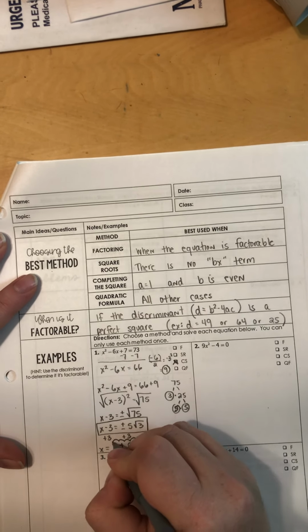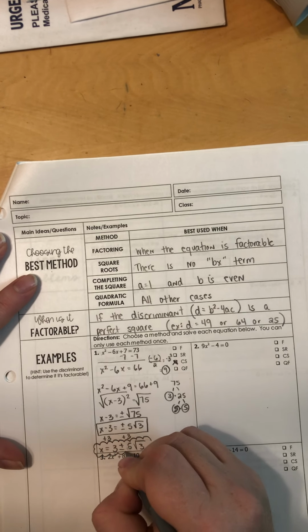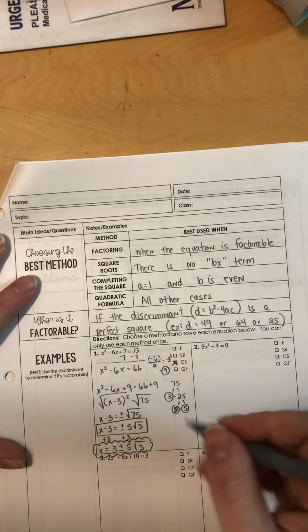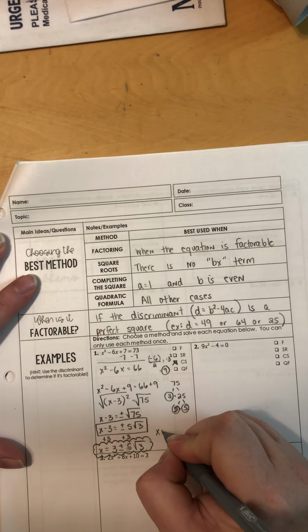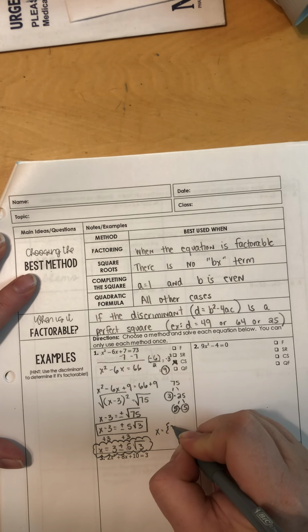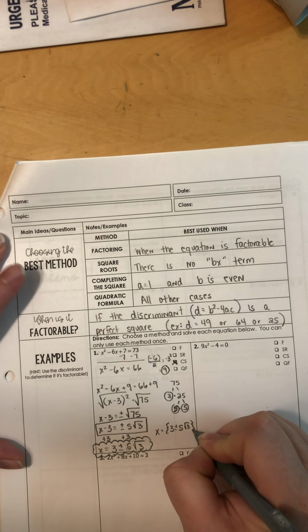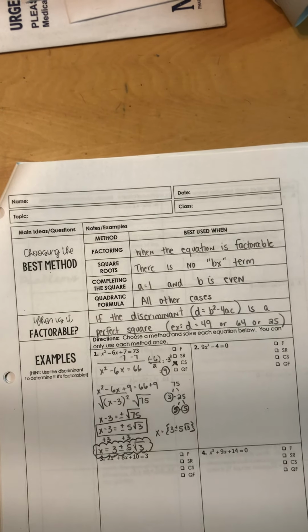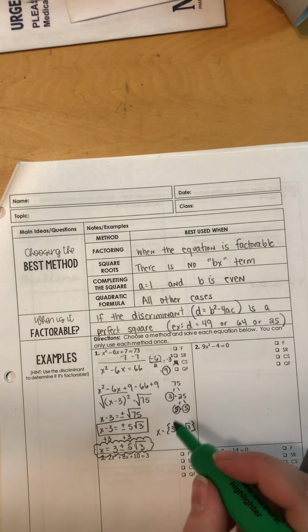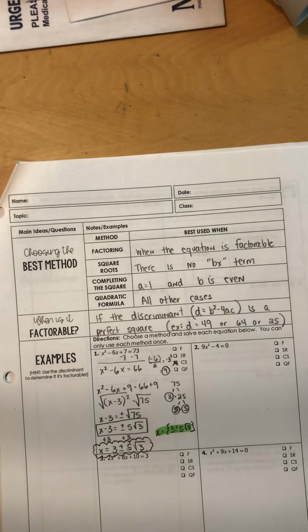Alright. This is it. And so when I answer this, it's going to be x equals 3 plus or minus 5 square root of 3. And then we're done. I'm just going to keep highlighting this in green. It seems to be working for me right now.